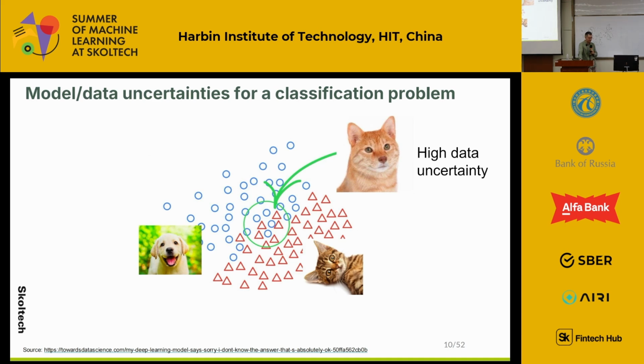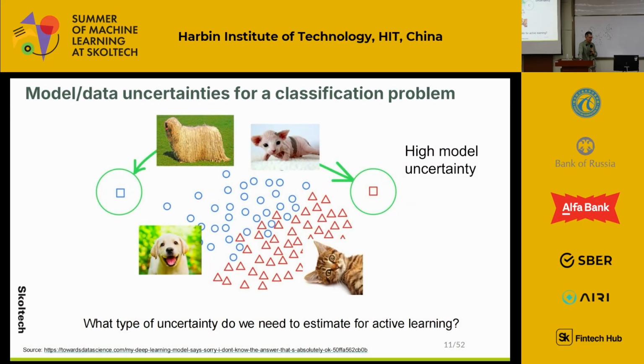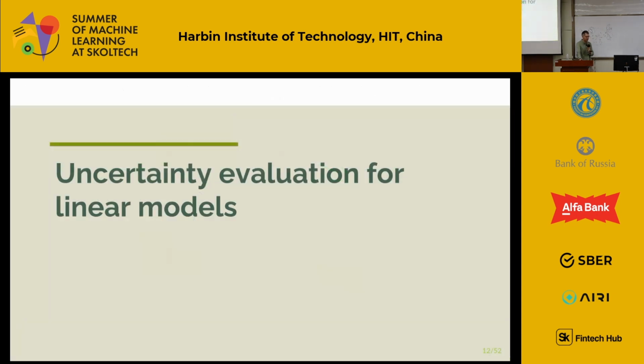And also we can provide an example of high model uncertainty. Some examples of cats and dogs we don't have in a sample, or we have a very small amount of these cats and dogs in our sample. For example, this very fluffy dog on the left and this not that fluffy cat on the right. In this case, we can say that we have high model uncertainty, and we can reduce it if we collect more data in these areas.